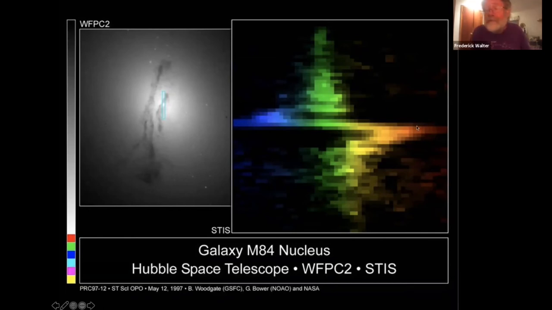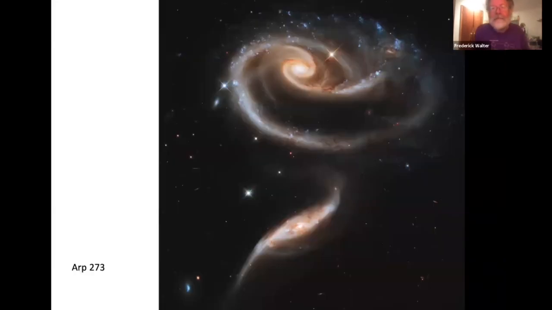There's a black hole in the center of this galaxy. By measuring the velocity of the gas as a function of distance from the center, you can measure the mass of the black hole. This has a black hole that's about 1 billion times the mass of our sun, 1,000 times the mass of the puny little black hole in the center of our galaxy.